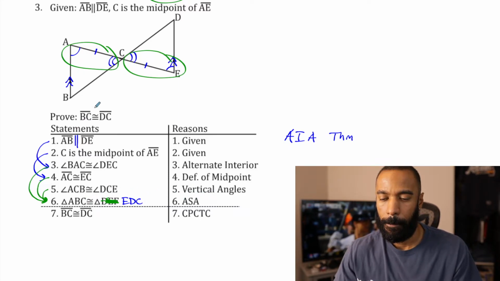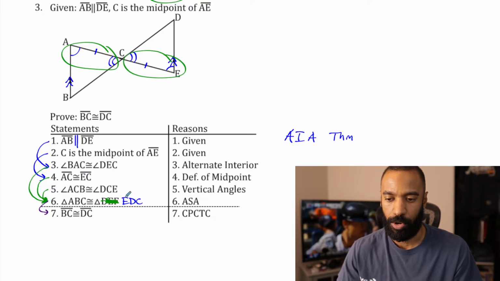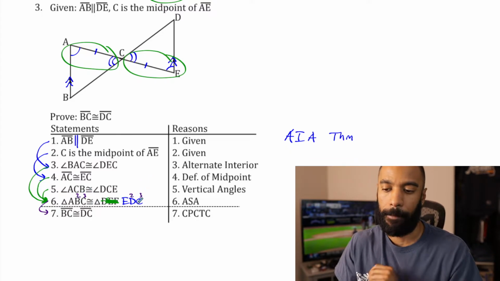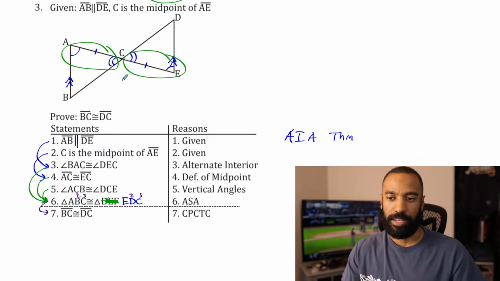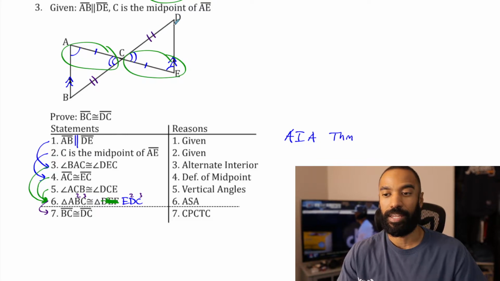By angle side angle, and because of that statement, of course, we can say the CPCTC route, that the corresponding parts are congruent. BC, DC, doesn't matter the order. But yes, those are now congruent by CPCTC. That is, this segment right here is now congruent to this segment right here.